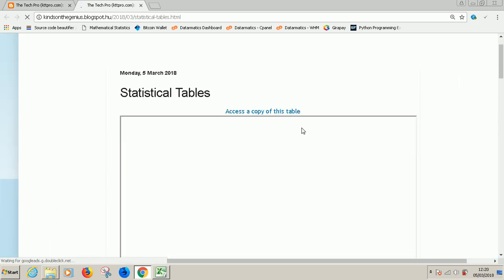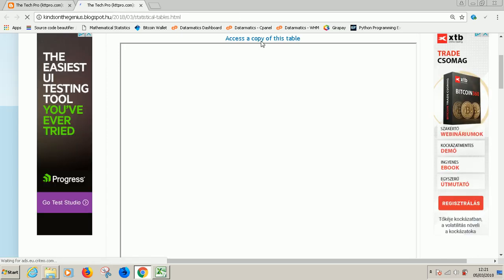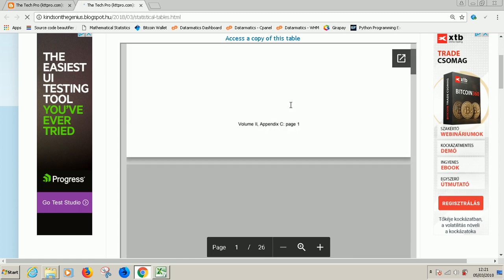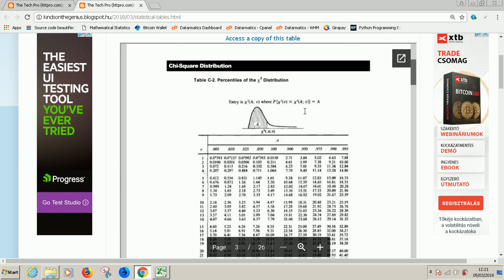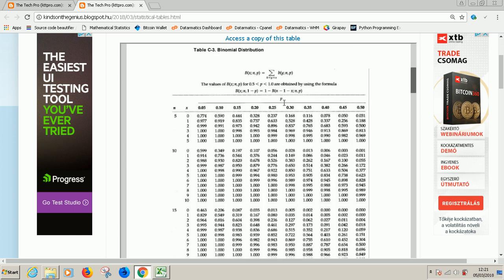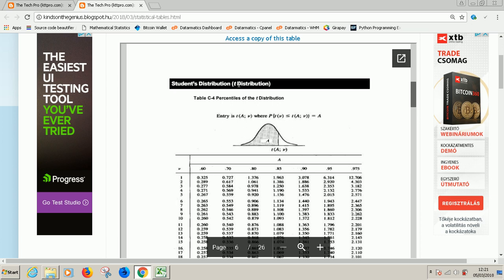So this is the statistical table. Let's wait for it to open up. Actually, you can just download a copy from this link. So we are going to use the t distribution. Of course, there are many different tables in there. Normal distribution is different, it is for the z-test. Chi-square, no. Binomial, no. Alright, so you can see t distribution.